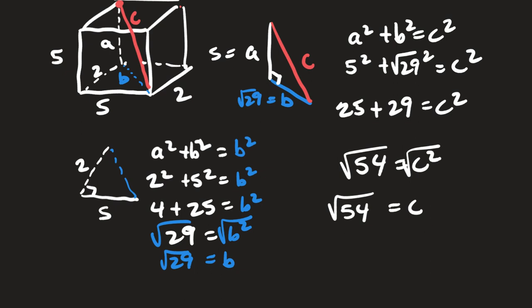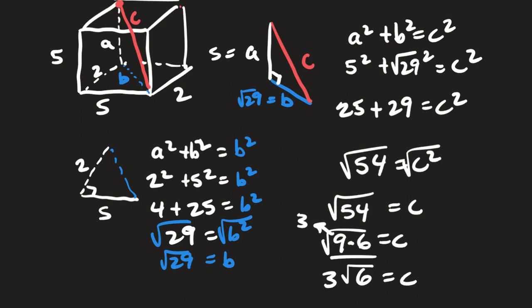And the square root of 54, I'm thinking, are there any perfect squares? 9 times 6, right? Isn't 9 times 6 equal to 54? And we can take the square root of 9, that's 3, so this ends up being 3 times the square root of 6. And that should be it.